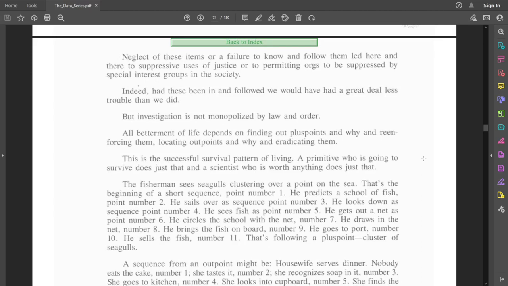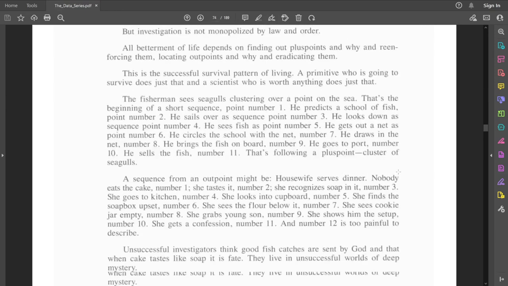The fisherman sees seagulls clustering over a point on the sea. That's the beginning of a short sequence. Point number 1, he predicts a school of fish. Point number 2, he sails over as sequence point number 3. He looks down at sequence point number 4. He sees fish as point number 5. He gets out a net as point number 6. He circles the school with the net. Number 7, he draws in the net. Number 8, he brings the fish on board. Number 9, he goes to port. Number 10, sells fish. Number 11, that's following a plus point, cluster of seagulls.